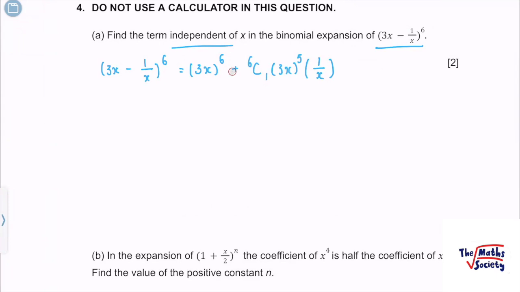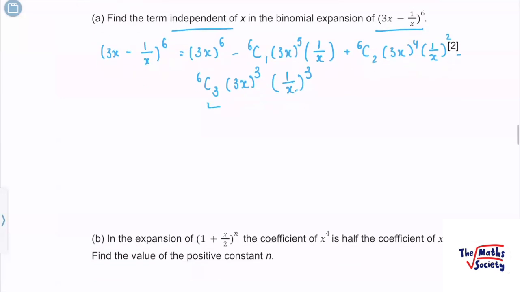Wait, this one has to be minus plus 6c2 3x power 4. Now you have 1 by x the whole square, so that's still going to be x squared. And then you minus 6c3, then it's going to be 3x power cube, and then 1 by x the whole power cube. So here we have the same. If it's x cube divided by x cube, then you're not going to get any x, right? So we just need to calculate this.